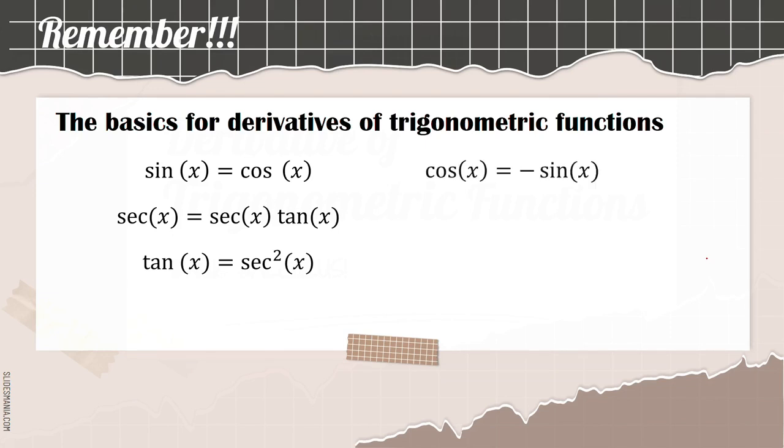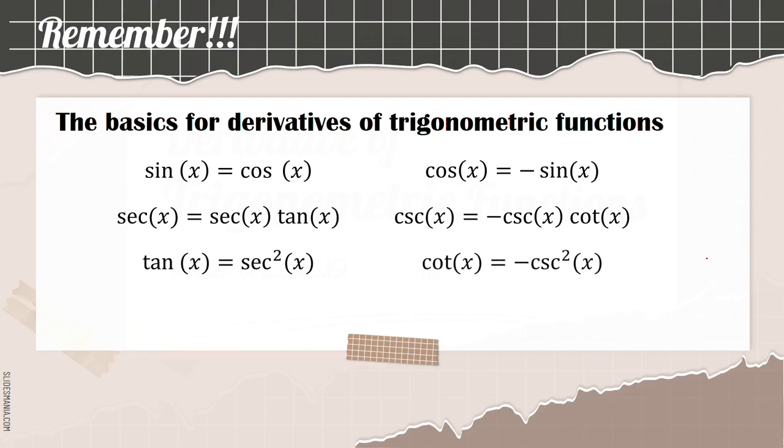Next, the derivative of cosine of x is equal to negative sine of x. And then the derivative of cosecant of x is equal to negative cosecant of x times cotangent of x. Lastly, the derivative of cotangent of x is equal to negative cosecant squared of x.